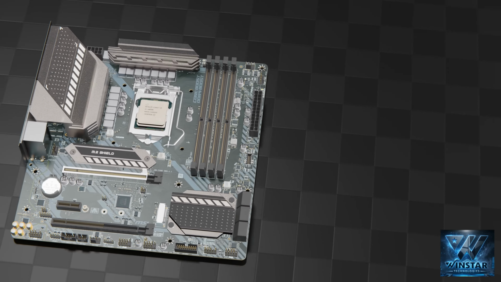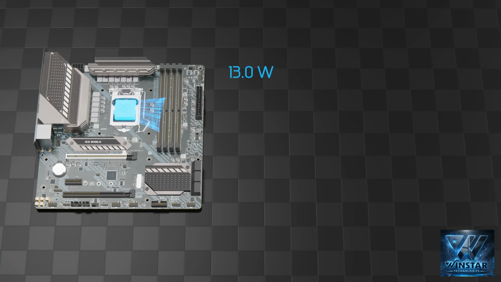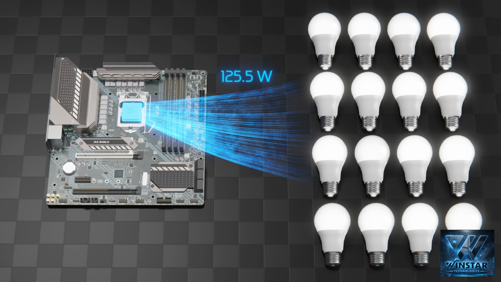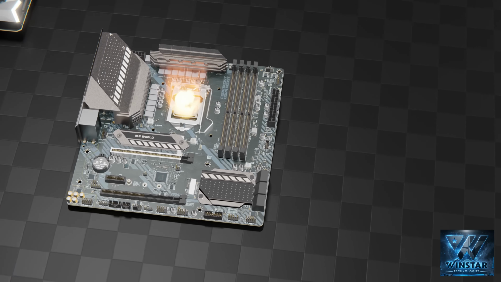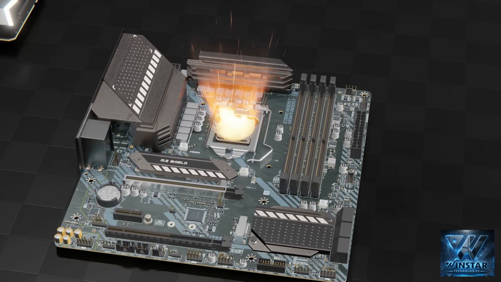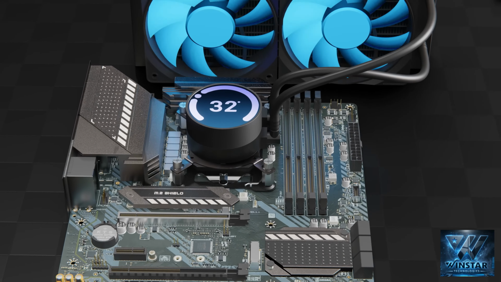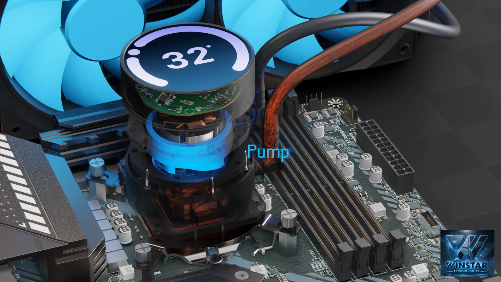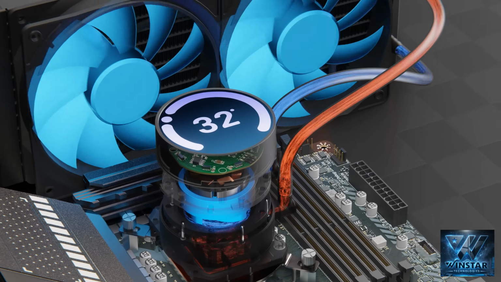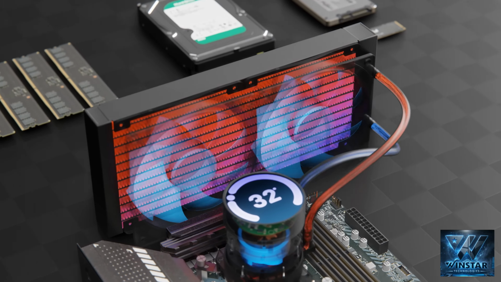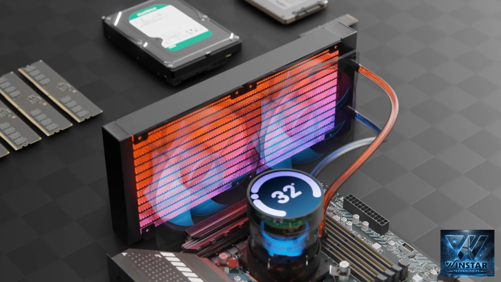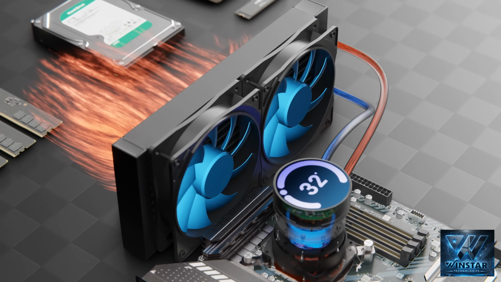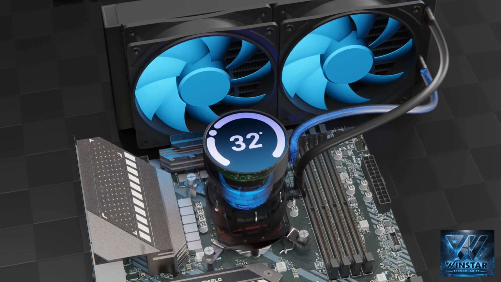While we're on the topic of power, this CPU consumes power equivalent to approximately 16 LED bulbs, thus generating a considerable amount of heat, which is taken away by the CPU cooler. This particular cooler uses a pump to circulate liquid through these tubes and into the radiator's channels, which transfers heat to the radiator fins. The fans then help transfer the heat to the air, and the cooled liquid returns to the pump via the return loop.